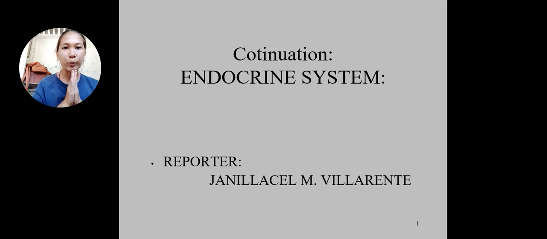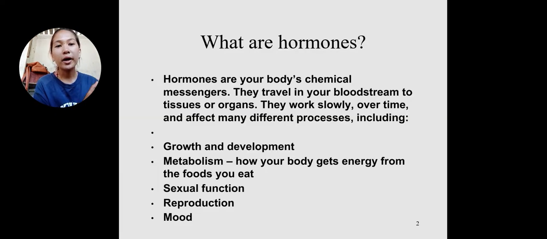Villarente, and I am going to continue the report of our group, which is the endocrine system. So, what are hormones? Hormones are your body's chemical messengers. They travel in your bloodstream to tissues or organs. They work slowly over time and affect many different processes, including growth and development, metabolism, how your body gets energy from the food that you eat, sexual functions, reproduction, and lastly, the mood.